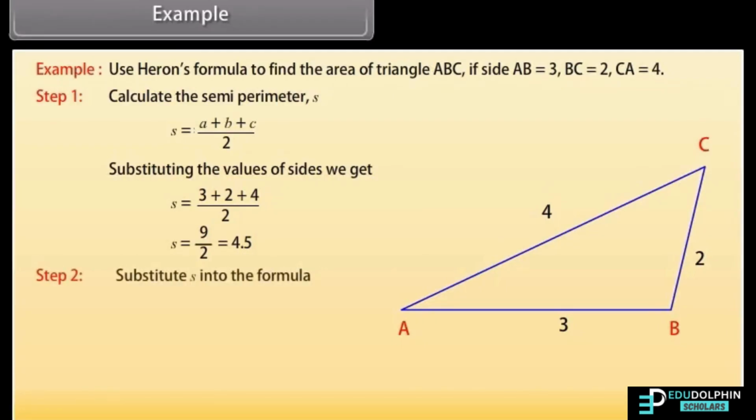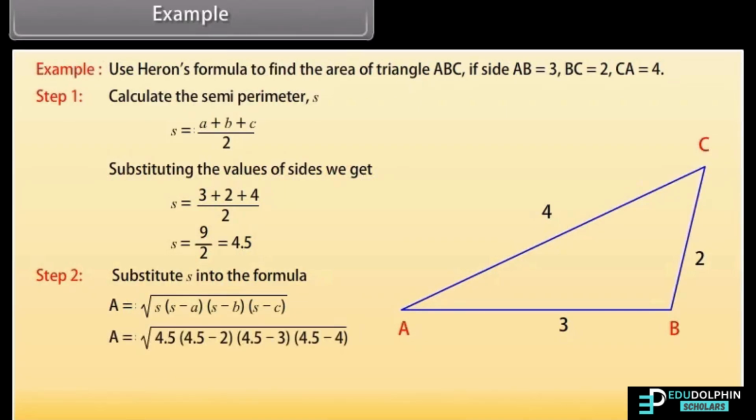Step 2. By substituting S into the formula, A is equal to square root of S into (S minus A), (S minus B), (S minus C). We get A is equal to square root of 4.5 into (4.5 minus 2) into (4.5 minus 3) into (4.5 minus 4). By calculating it, we get A is equal to square root of 8.4375, which is approximately equal to 2.9.